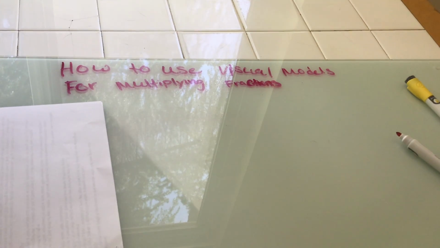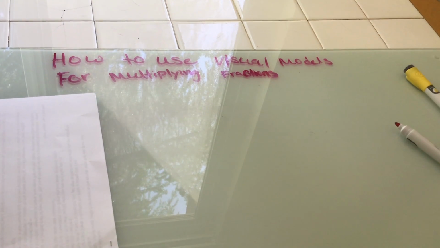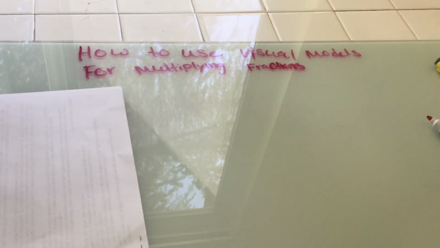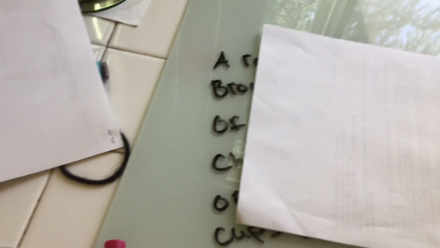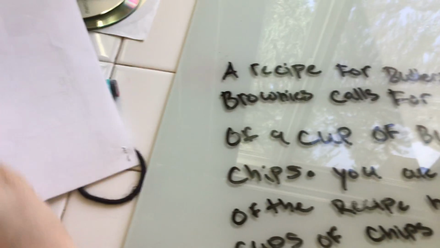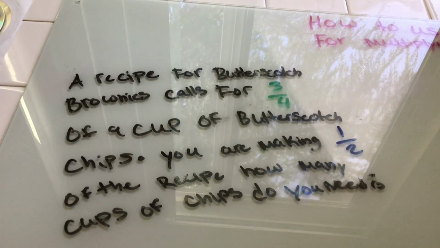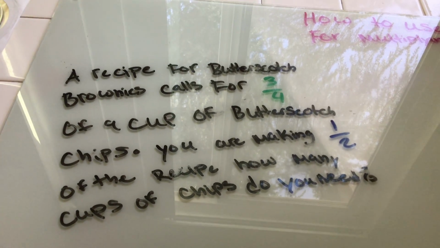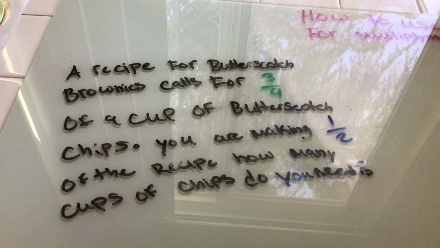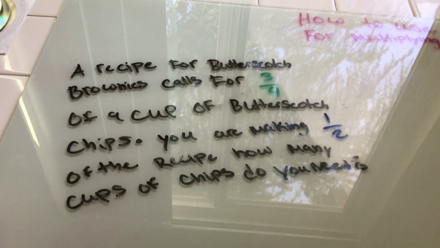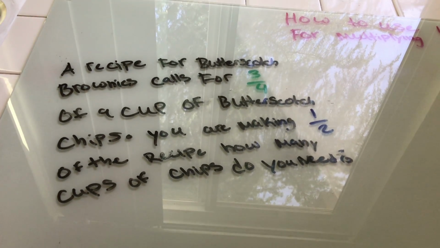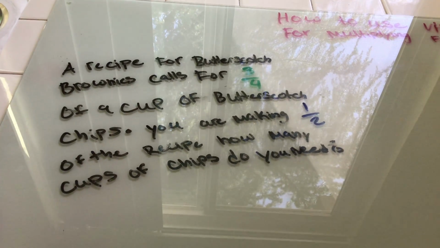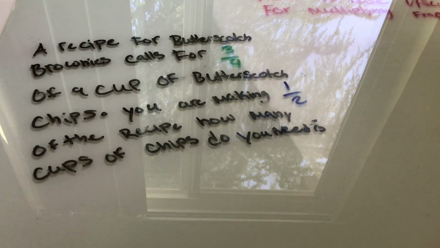Today we're going to look at how to use visual models for manipulating fractions. Today we're going to focus on a word problem to do this. And the word problem says, a recipe for butterscotch brownies calls for 3/4 of a cup of butterscotch chips. You are making a half of the recipe. How many cups of chips do you need?